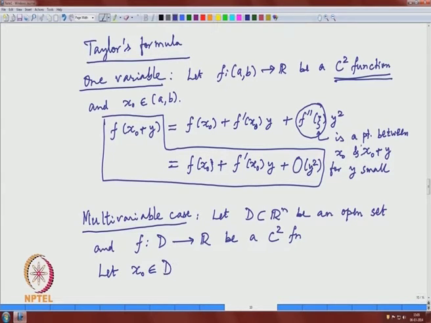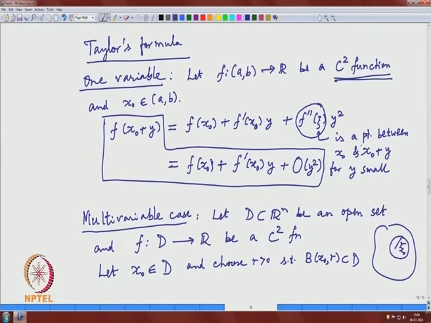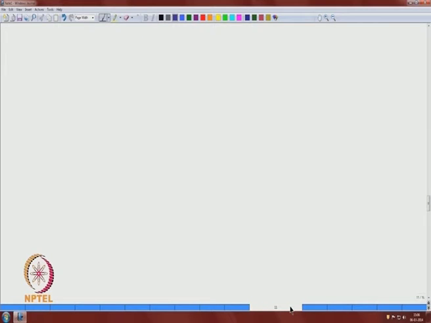So, since we are assuming D is open, choose R positive such that B(x 0, R) is also contained in D. So, D will be something like that, x 0 is here and I am just taking a ball of radius R, that is fine. So, now we are just picking y there, so pick any y in B(x 0, R).